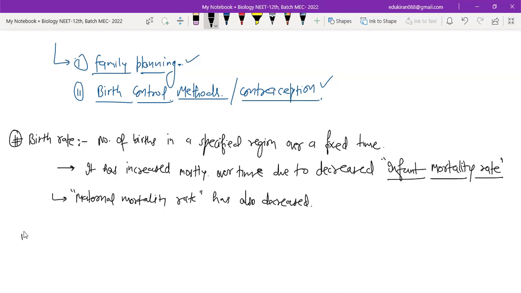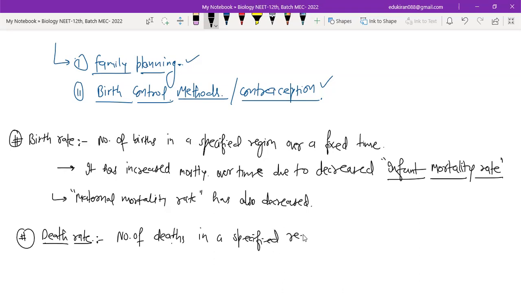Talking about death rate, write down. It is the number of deaths, and when I say number of deaths, it includes both natural and accidental, in a specified region over a fixed time.